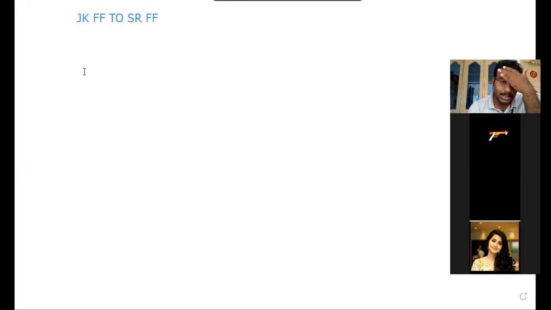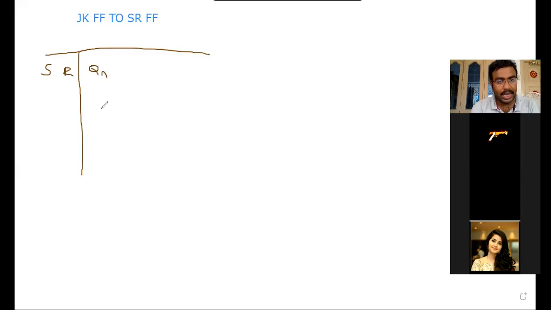See here, guys. I told you already, when you are trying to draw a transition table or conversion table, when going from JK flip-flop to SR flip-flop, which flip-flop's truth table do we need? SR. So I'm taking the inputs S and R, the present state Q_n and the next state Q_n plus 1. These are the truth table contents we need.